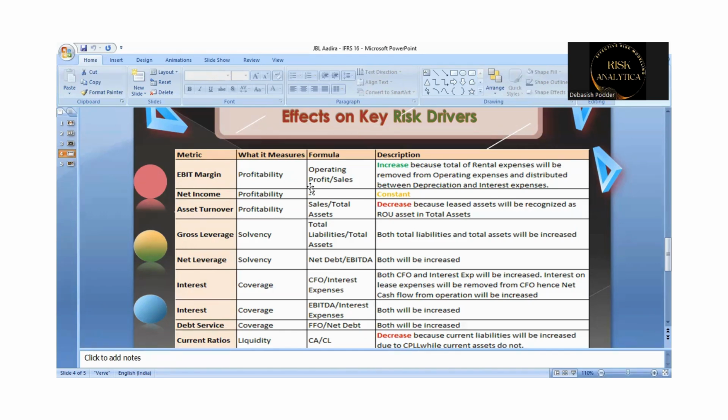Depreciation is 50 and interest expenses will be 50. Previously, I used to update 100 as rental expenses. Now it becomes 50. It means that operating profit would increase. So that EBIT margin, because of the total rental expenses, it will be removed from the operating expenses and distributed between interest and depreciation. Okay.